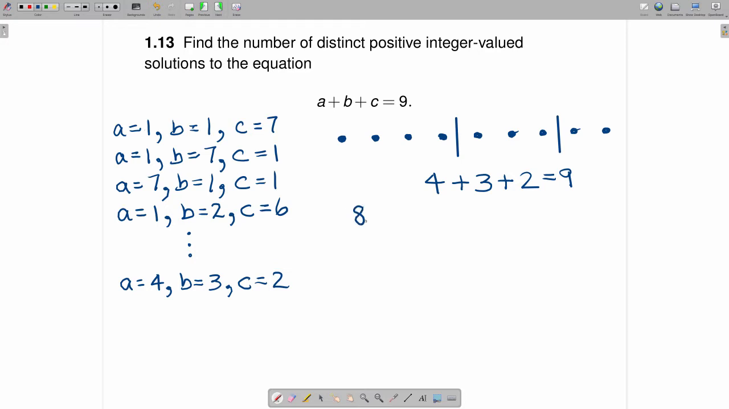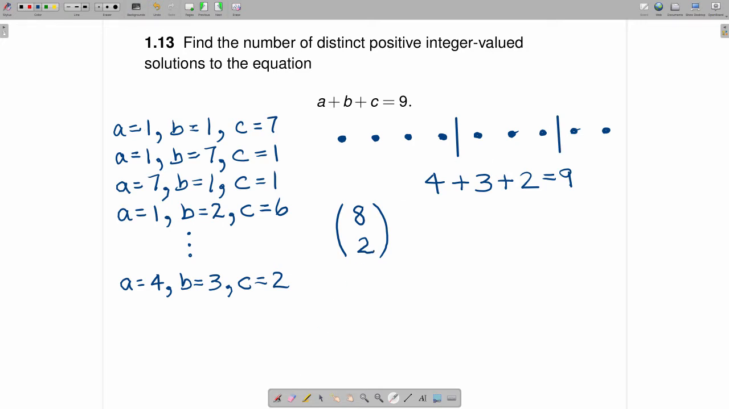There are 8 gaps between the 9 dots, and I want to pick 2 of those gaps. So 8 choose 2. And the reason I use combinations rather than permutations here is these bars are indistinguishable. If I switch the order of the bars, it wouldn't matter. So the order with which you pick these 2 positions is not relevant.